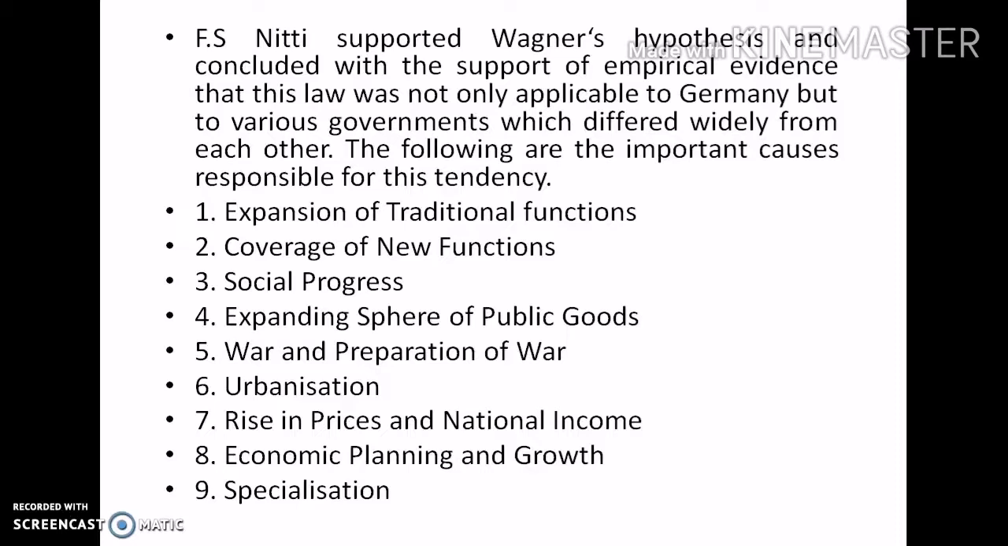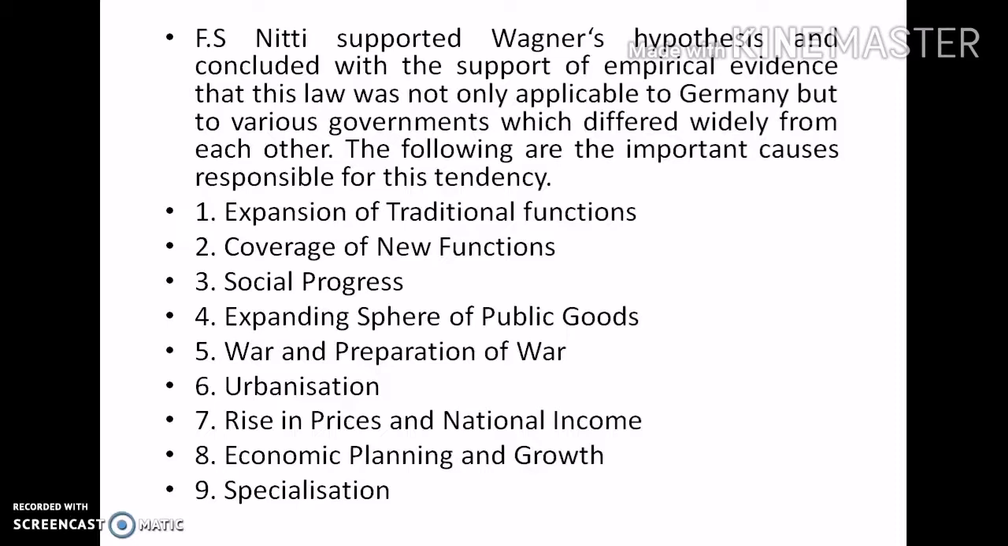Along with this, new welfare programs were designed to provide social security to the people. This required increasing government expenditure on education, public health, low-cost housing, subsidized provision of food, agricultural inputs, old age pension, sickness benefit, etc. All these expanded the coverage of governmental activities. The next important cause is social progress: as the society progresses, the need for public expenditure also increases.